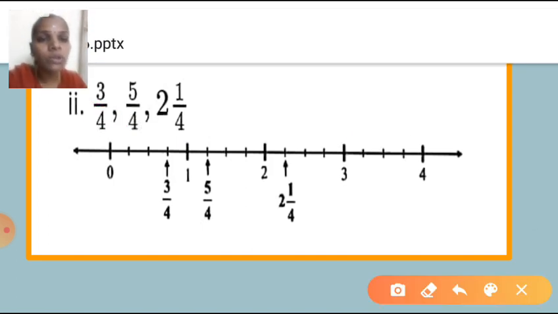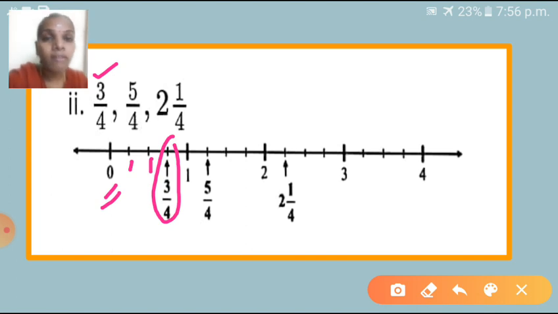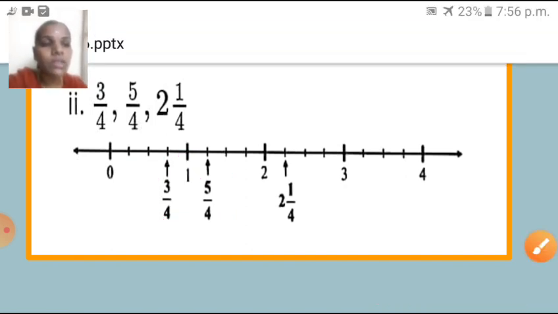Okay. And afterwards what you have to do? Yes, 3 upon 4 we have to show on that number line. So first what you have to write here? 0. So this one is 1 upon 4, 2 upon 4 and here 3 upon 4. Then 5 upon 4, where will it come? Yes, after 3 upon 4, here what? Yes, 4 upon 4. That's why here I have written 1. So after 1, we have to write what? 5 upon 4.